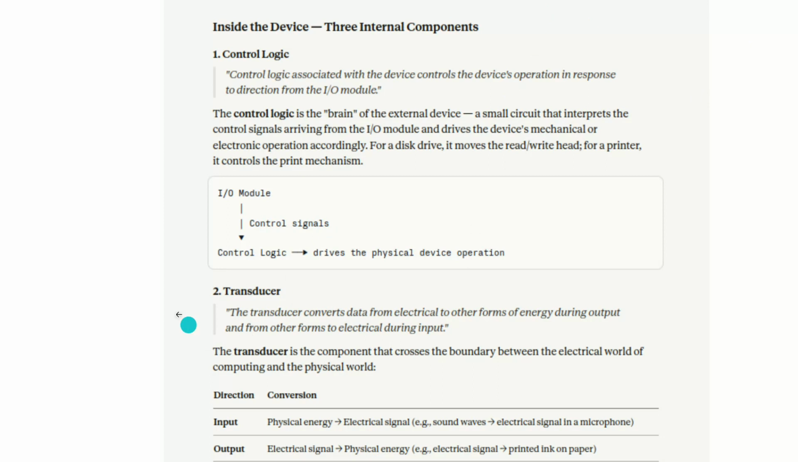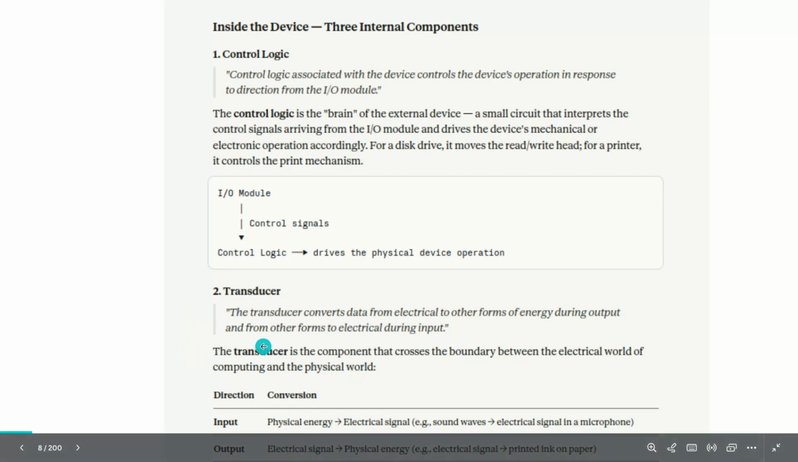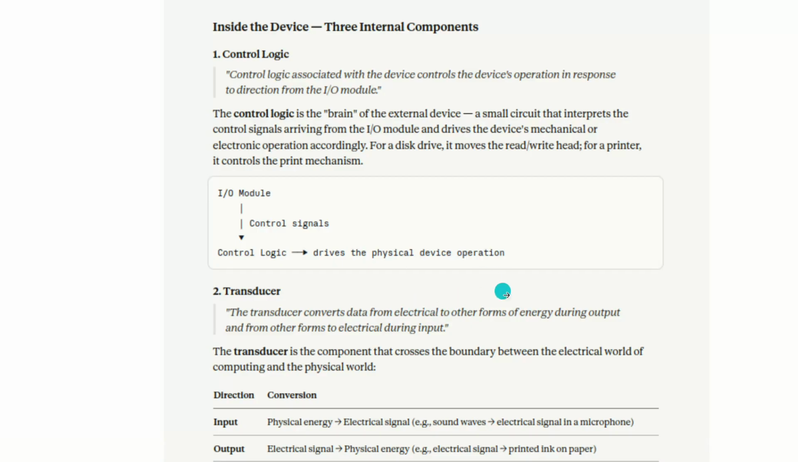The next component is the transducer. Now what does the transducer do? The transducer converts the data from electrical to other forms of energy during the output, and from other forms to electrical during input. Understood?